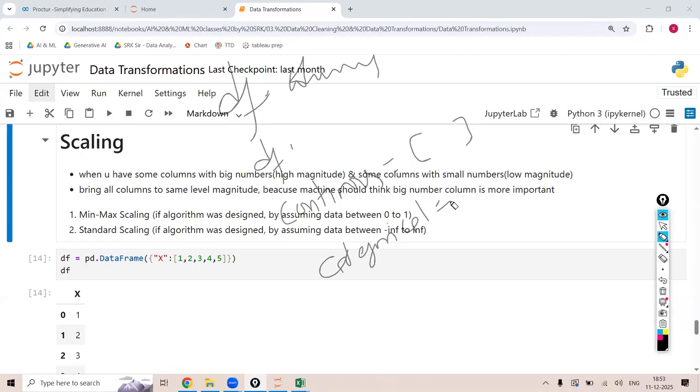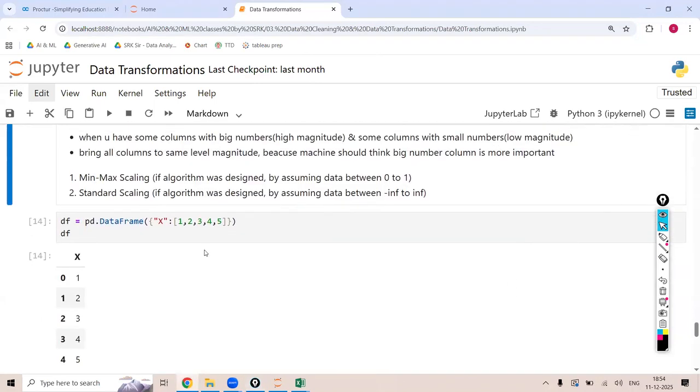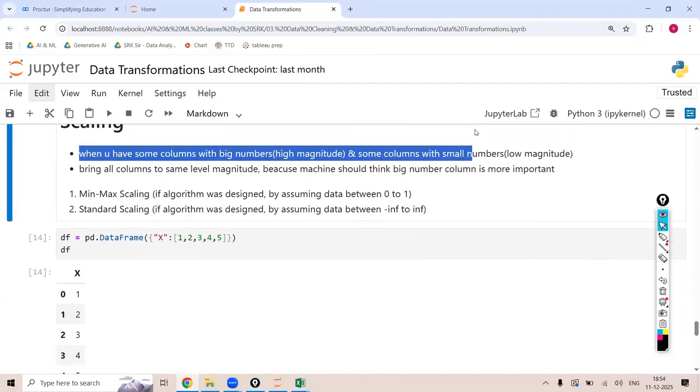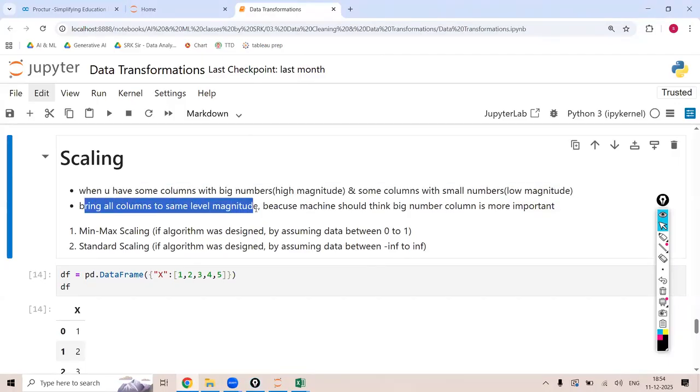Point is clear, guys? Everyone. So now, what are the continuous variables and discrete variables we are having? In the continuous variables, if some of the values are high, big numbers, and some of them are small numbers, in that case only scaling brings all the columns to the same level. Now, automatically the machine will think that all the columns have the same importance. Otherwise, the machine will by default give more importance to whichever column has the big numbers.